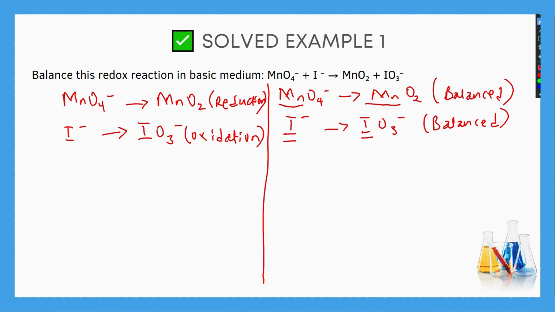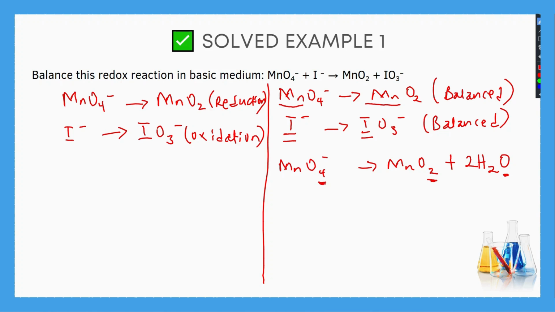Now the next rule says balance oxygen using H2O. So now for our reduction half, we have MnO4 minus giving us MnO2. Now, on this side, we have 4 atoms of oxygen, and on this side, we have 2 atoms of oxygen. If we want to balance using H2O, how many molecules of water do we need to add? Of course, we need to add 2 molecules of water so that we can have an extra 2 atoms of oxygen that will add to these 2 atoms of oxygen to balance with these 4 atoms of oxygen on the other side.